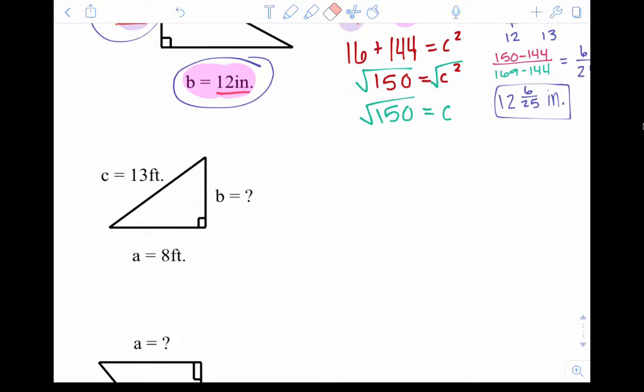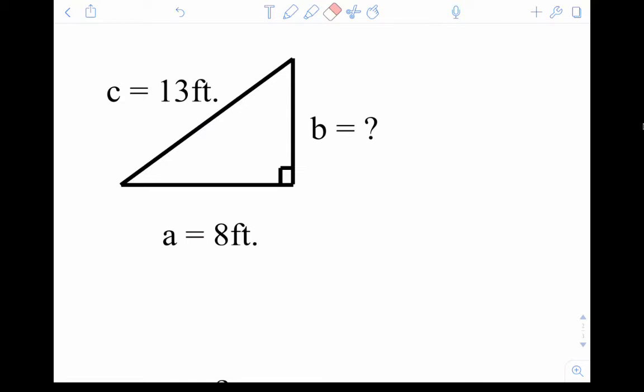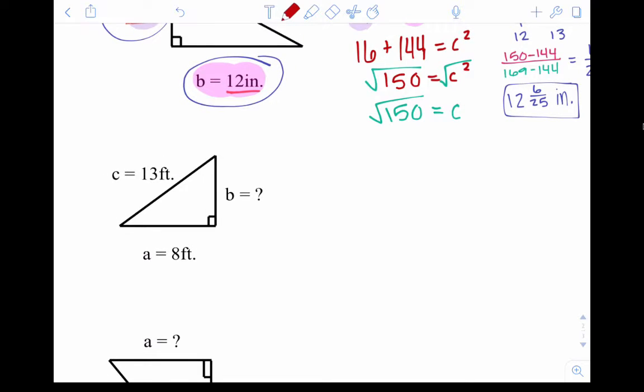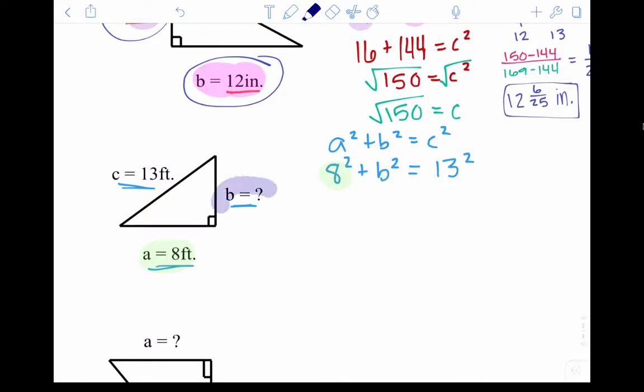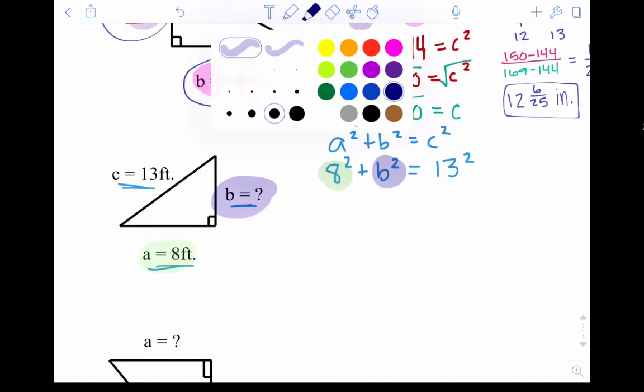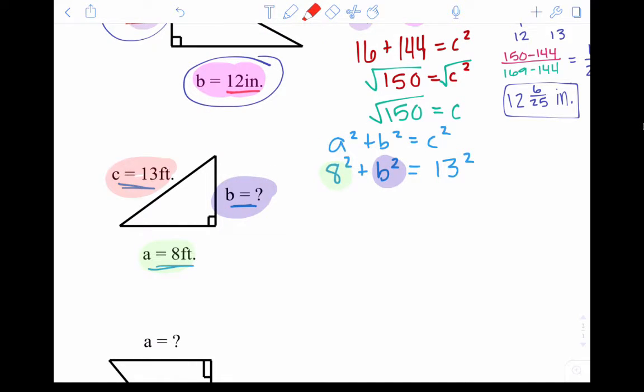Next I have this triangle. I know A and C, but I don't know B. So I'm going to start by setting up my Pythagorean theorem. So I have a squared plus b squared equals c squared. My A is 8. I don't know my B. And then my C is 13. So once again, I got my A right here. I got the B right there, and I'm leaving it as B because I don't know what it is. And then I got C right here.